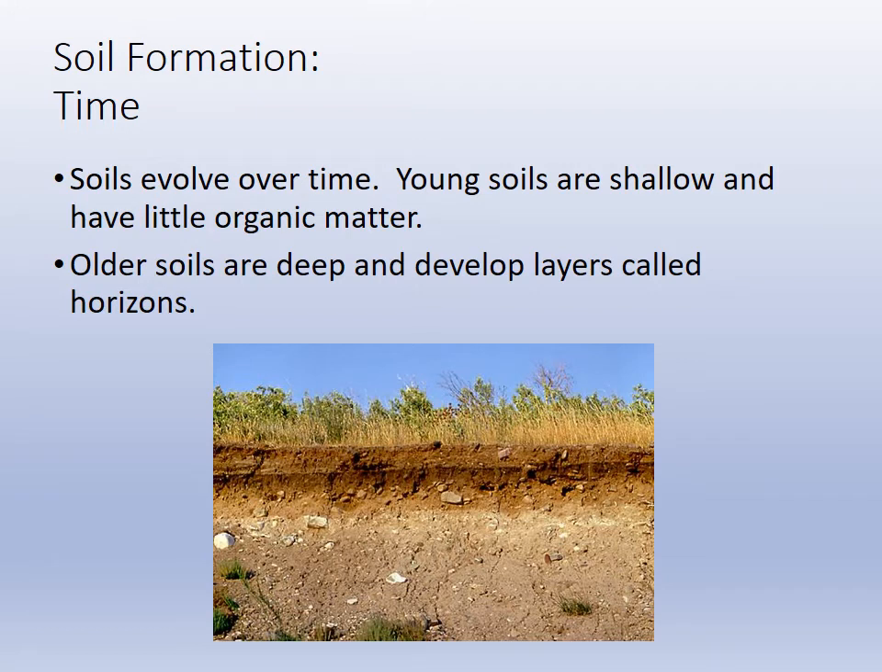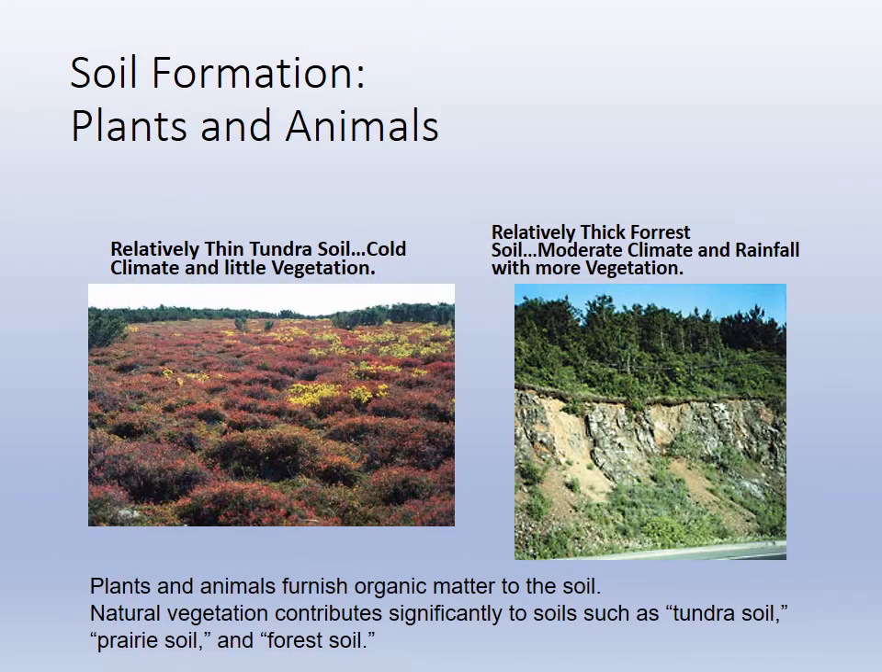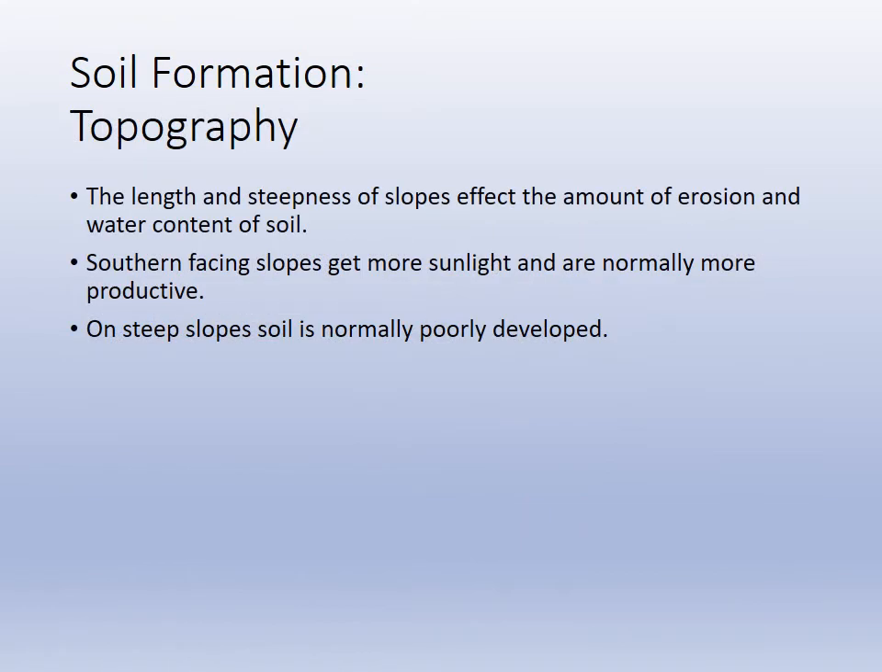Soil forms in layers, and the older the soil, it's generally deeper. The layers are called horizons. Climate plays an important role in soil formation. Thicker soils tend to prevail in warmer climates. And of course, vegetation also plays a major role in soil formation. Topography also. Steep slopes tend to have more erosion.